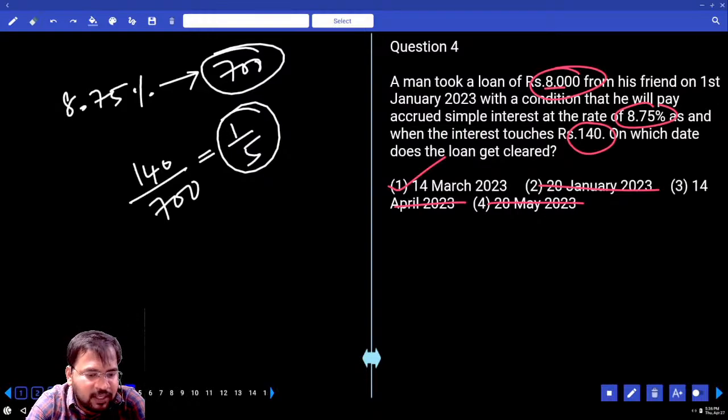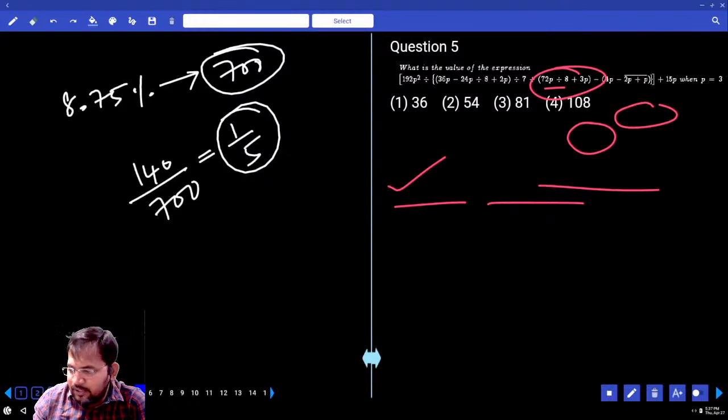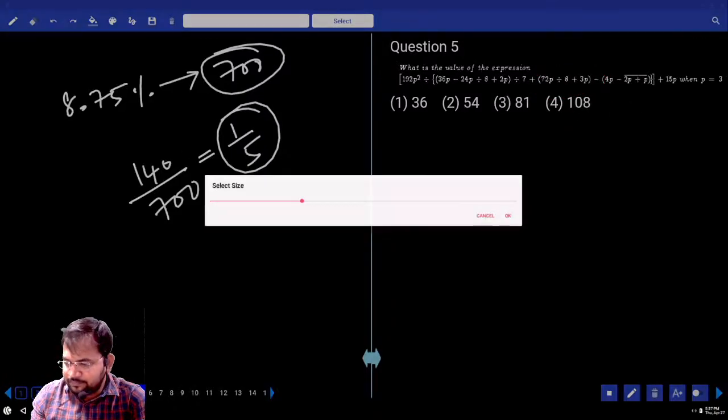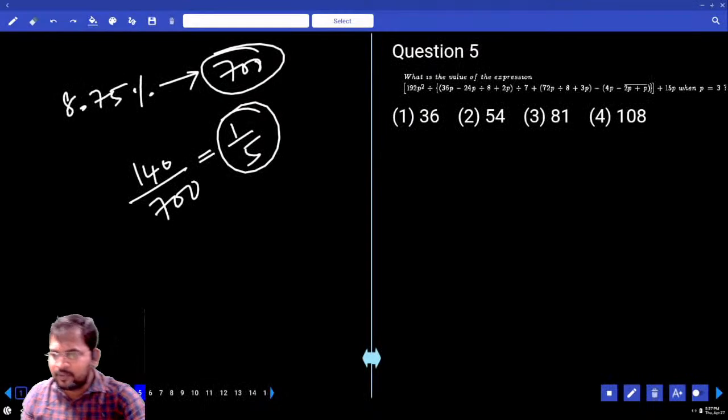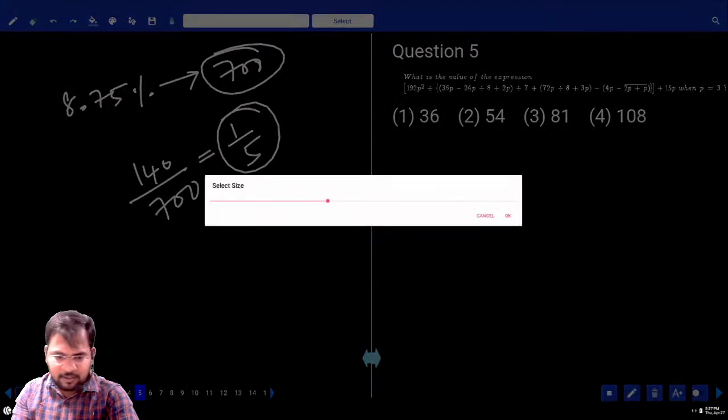March 14, 2023. Are you clear? Next, simplification they have given, not visible.